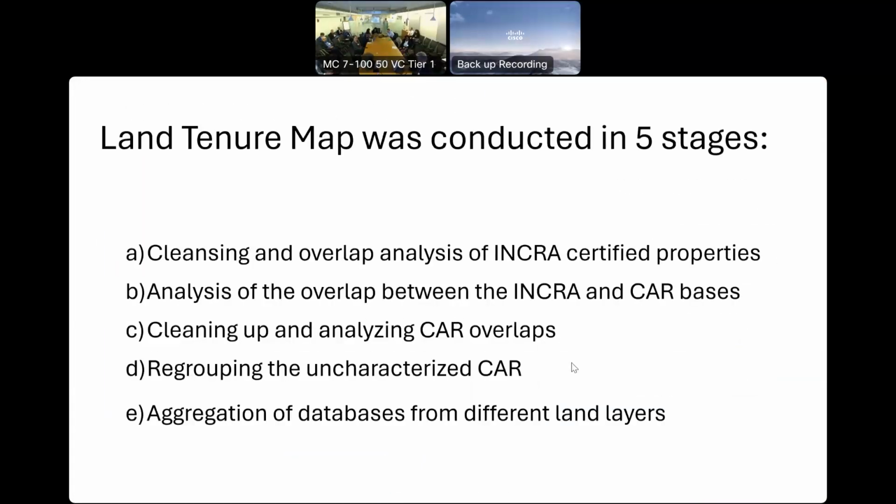So we are cleaning, the new edition cleaning and the overlap analysis of micro-certified properties, because INCRA also has more than one cadastre, so it has to be cleaned, and that's done. Analysis of the overlap between the INCRA and the CAR basis. Cleaning up and analyzing CAR overlaps, regrouping the uncharacteristic CAR, aggregation of databases from different layers. So that is what we are doing now with the new data.